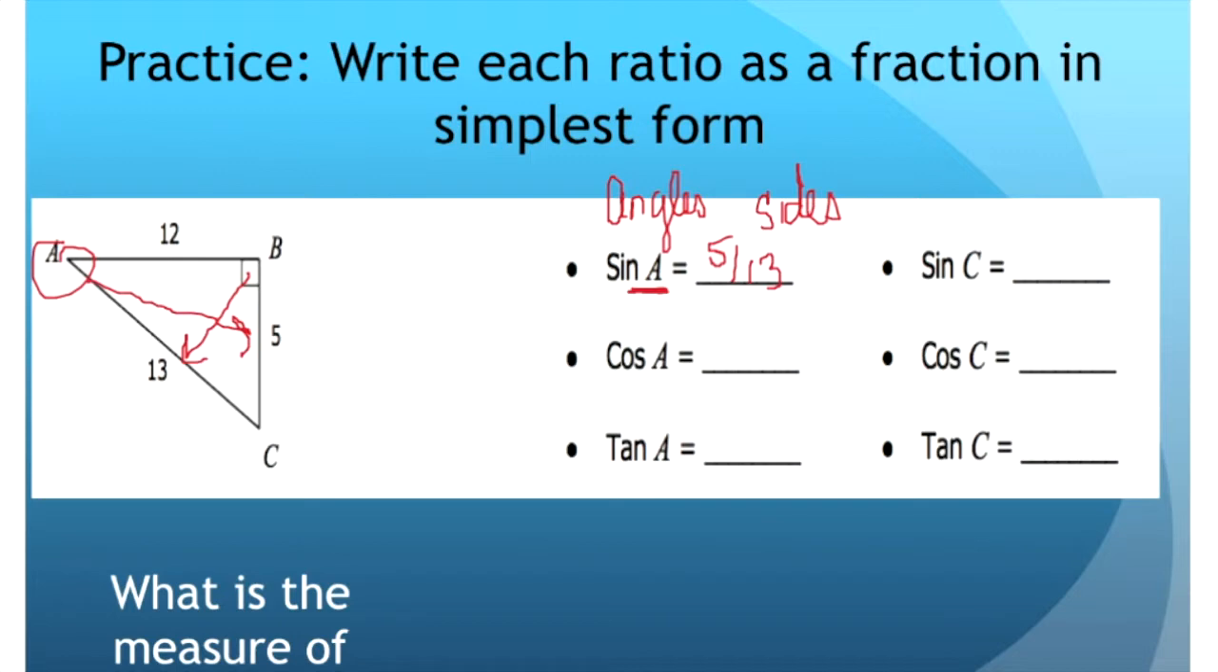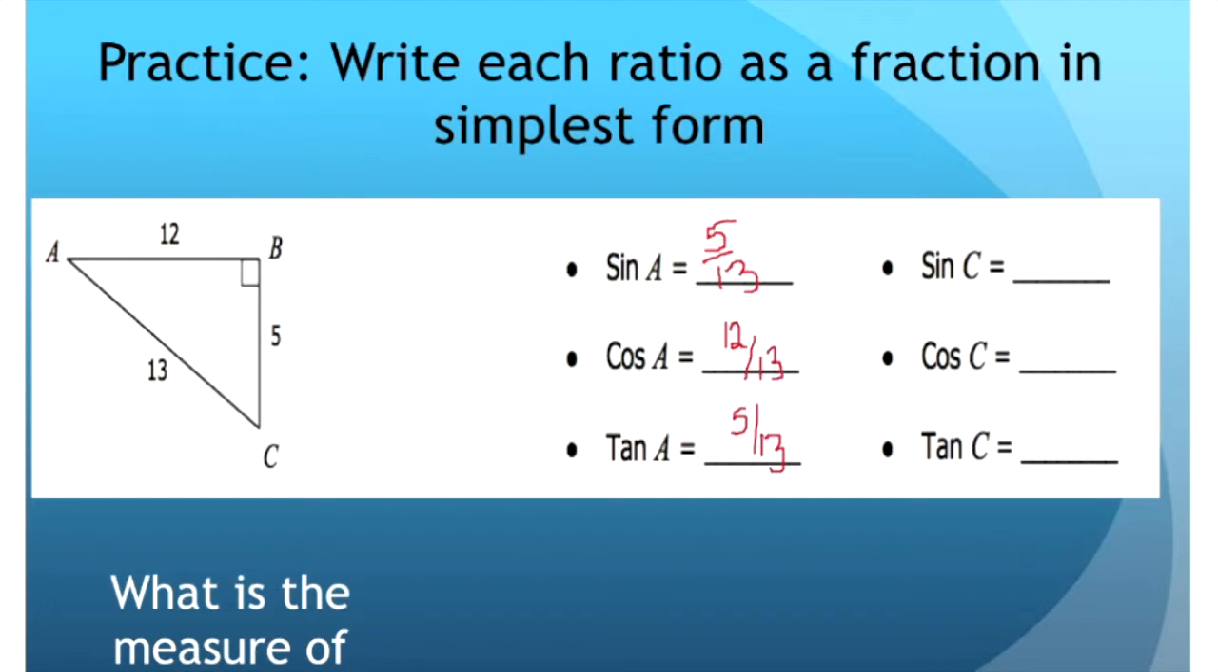Take a second. Okay, so here, all of these are standing at angle A. We're doing opposite over hypotenuse, adjacent over hypotenuse, and opposite over adjacent. So now we're looking at sine of C. That means we're standing somewhere else, and we would have to relabel our triangle. So hypotenuse stays the same. Hypotenuse here is 13. But from where I'm standing now, 5 is adjacent, and what's way over here is my opposite.